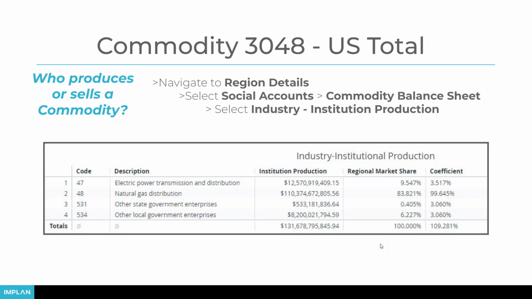But anytime you want to look at modeling these types of impacts, you want to make sure that you go into the region details to check out who's producing it in your region. These are totals at the US level, but these vary drastically by region. So before you start your analysis, it always helps to check them out.